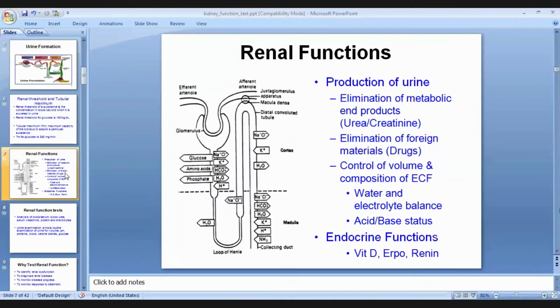Same thing about renal function, production of urine. The main function is the elimination of metabolic waste products, so that all those substances can get eliminated. Control of volume and composition of fluid, electrolyte balance, and endocrine function: vitamin D formation, erythropoietin, renin formation. So these are certain functions of the kidney.